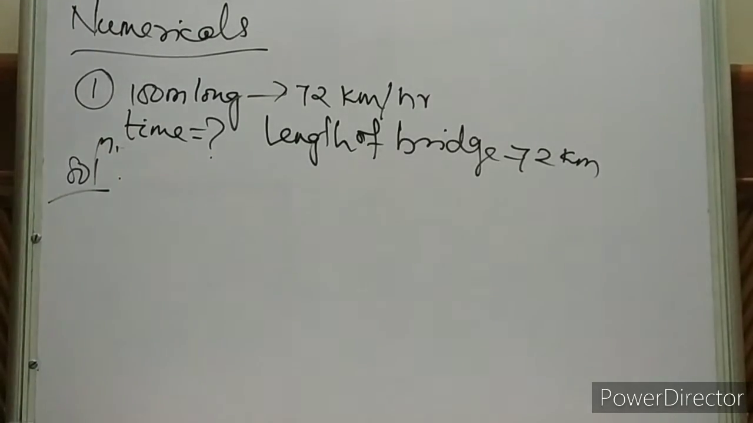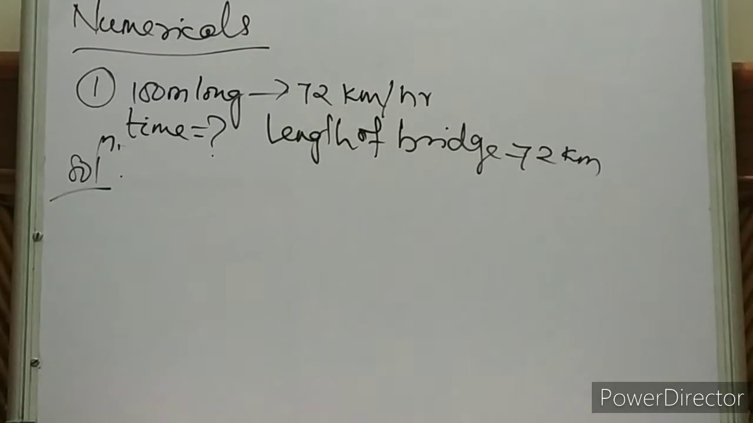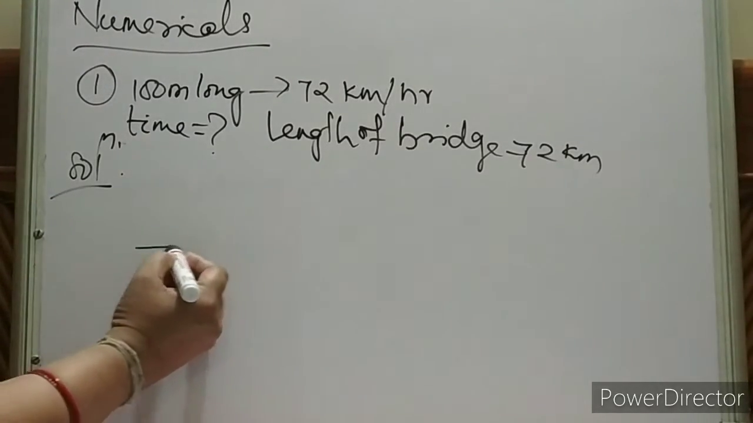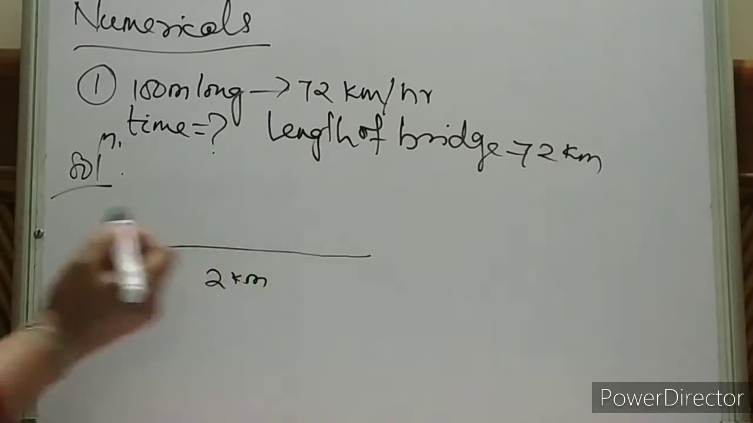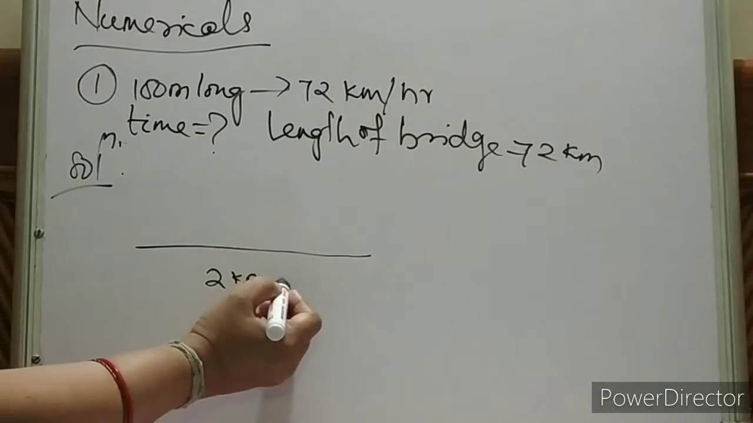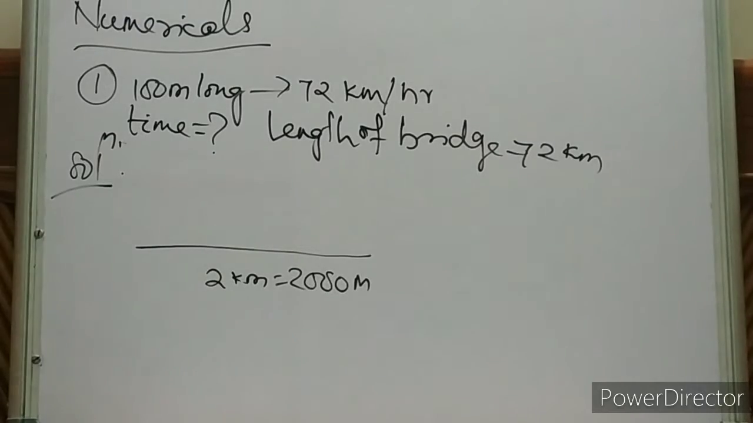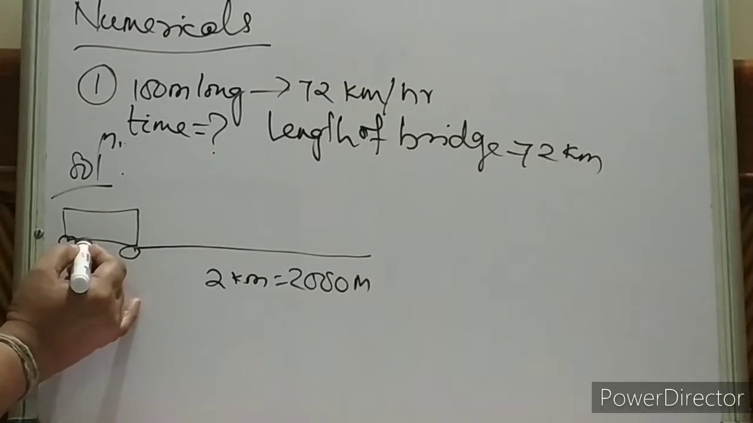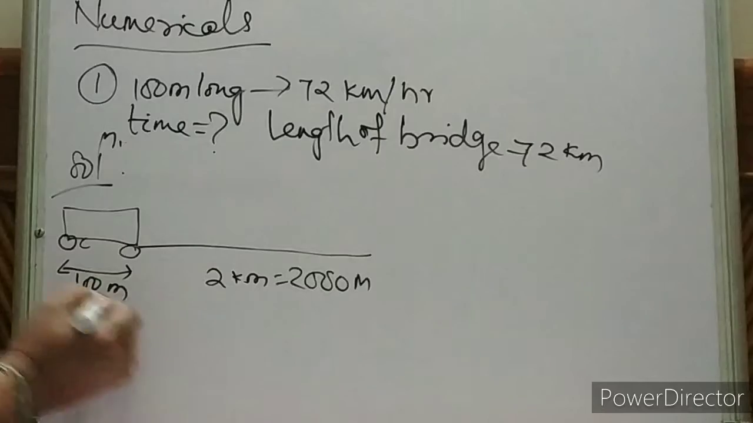Tell me how to do. Any idea how you can solve it? Okay. Let me help you in solving. See, suppose this is your bridge which is 2 kilometer of length. That means it is 2000 meter. Okay children. Here the train is, got it? Having length of 100 meter.